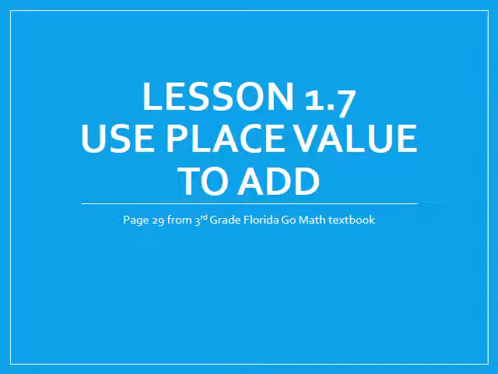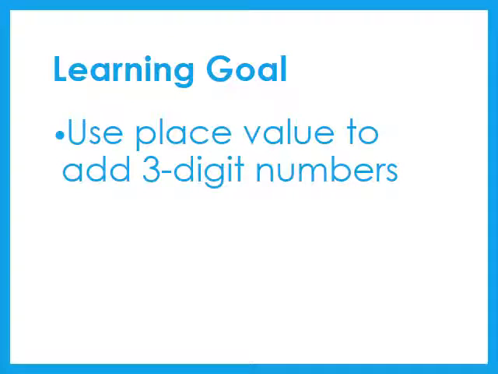Today we are going to be covering lesson 1.7, use place value to add, from the 3rd grade Florida Go Math textbook. If you are in my class, you should be filling out page 29 from your textbook. Here's our learning goal for this lesson. It says that you should be able to use place value to add 3-digit numbers. And this is what we would call maybe the old-fashioned way or the standard way. It's probably the way that your parents learned how to add and just kind of the basic addition.